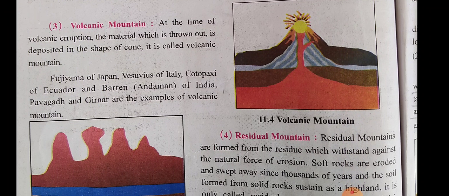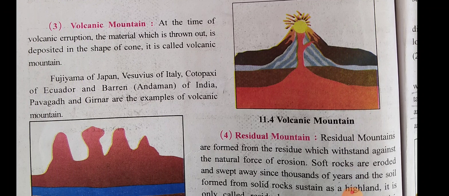Now the third one is volcanic mountain. Volcanic mountains are a special class of mountain. A volcano is the vent or opening through which magma, ash, gases and water vapors are ejected out. This is the volcano. Here you can see the magma, ash, gases and water vapor ejected out. That is the creation of the volcanic mountain.